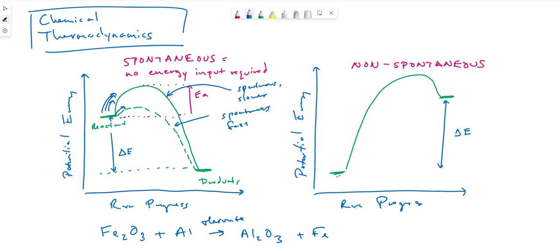Chemistry is no different. If we have reactants that we want to move to a higher energy state, we need to do that, and we consider that a non-spontaneous reaction.